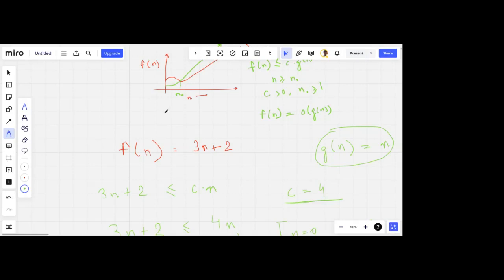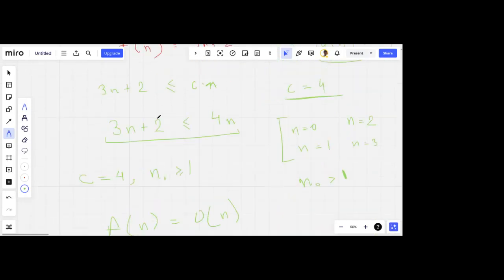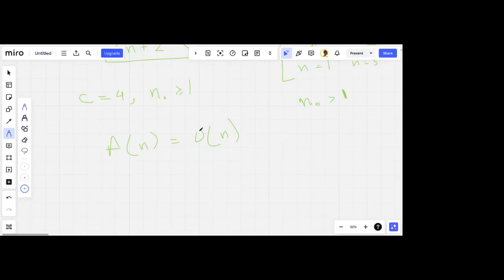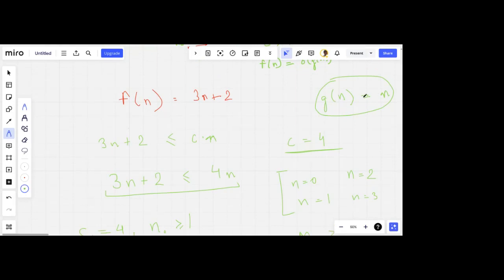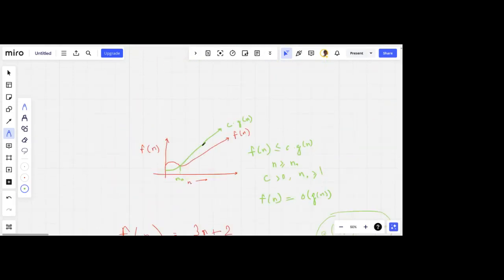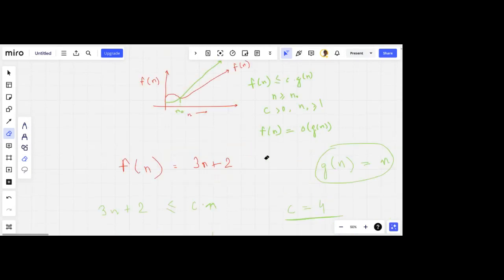Okay. Now see this, guys. If I can say that f of n is big O of n. How did I get this? Basically, I took g of n equal to n. But guys, don't you think that if g of n was equal to n and I am able to satisfy this, then I will be able to satisfy this for any function which is greater than n, right?